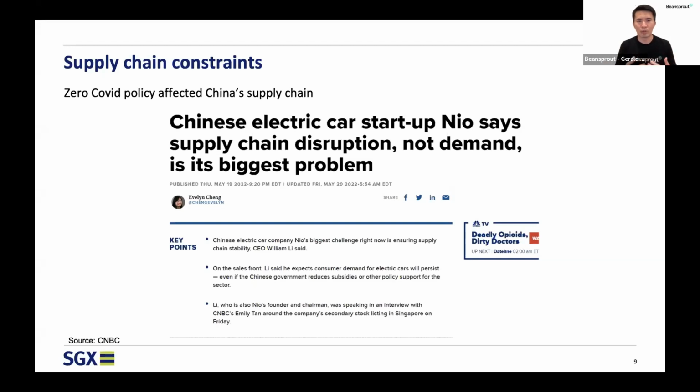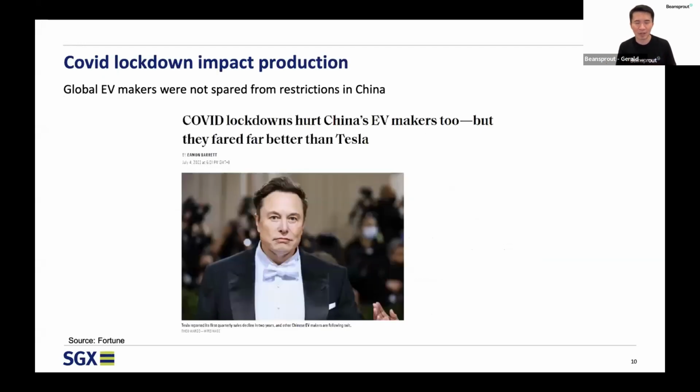Secondly, because of the zero COVID policy, some factories were also forced to stop their operations in the early part of this year. And this not only affected the Chinese EV makers, but if you're following the global EV sector, you probably know Tesla very well. And even Tesla was impacted by the restrictions in China when their factory there was forced to stop operations for a period of time. So clearly, we saw that these production restrictions impacted the delivery schedule of the electric vehicles, and together with it, sentiment towards the electric vehicle sector.